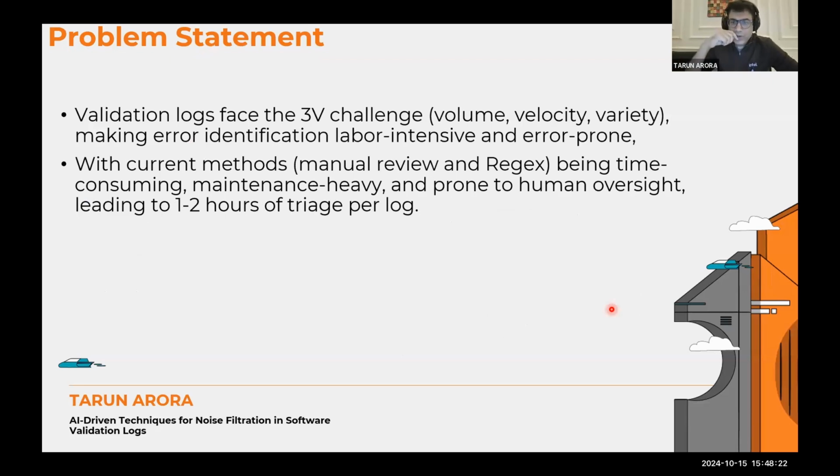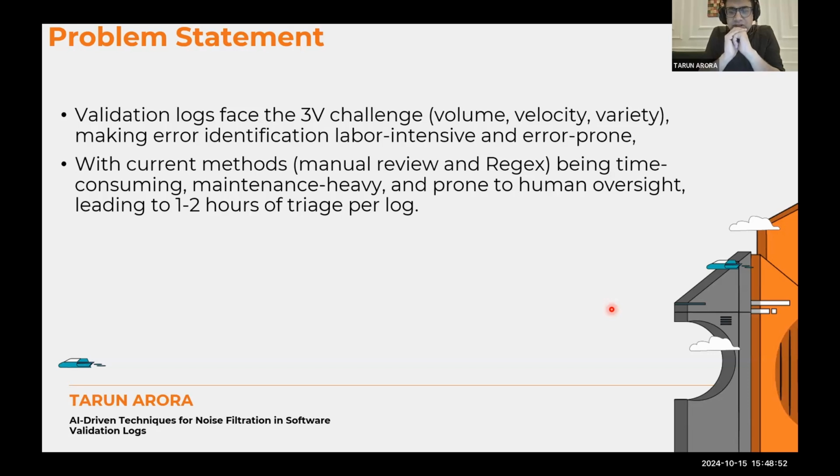Now, what is our problem statement? What is the problem statement we try to solve with our validation team, under the software development product life cycle? The validation team is facing the 3V challenges, which are volume, velocity, and variety, which makes identification of errors a very labor intensive and error prone activity.